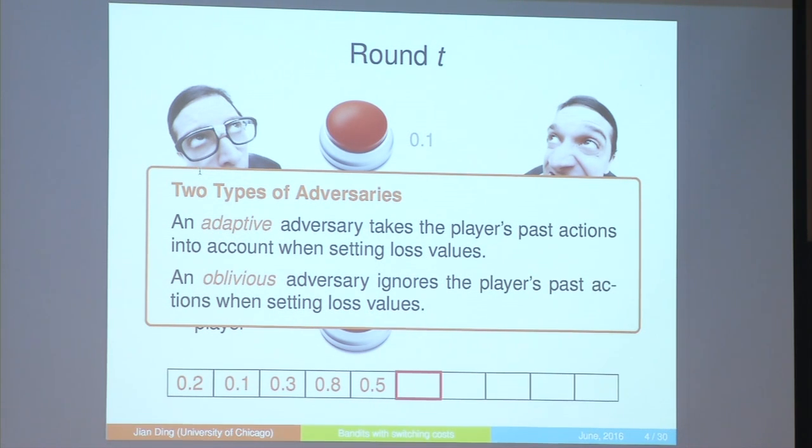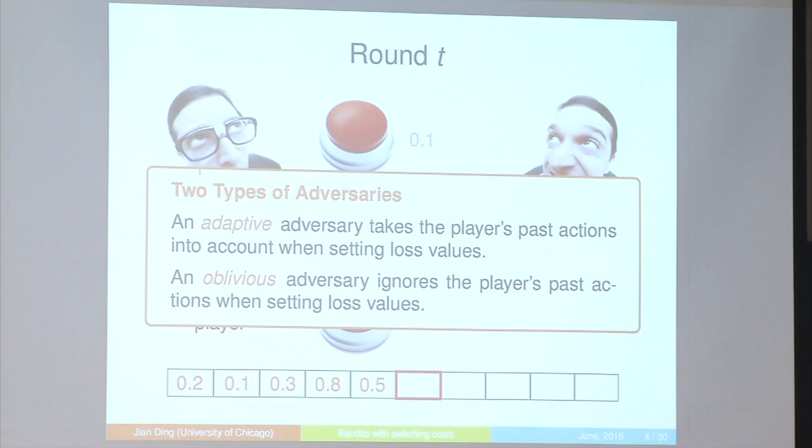Let's consider two types of adversaries. These are the two extremes. The first one is an adaptive adversary, where the loss function can depend on the past actions the player takes. So the adversary can really have a lot of flexibility in choosing the loss function for the next step. The other type of adversary is a bit more friendly to our player. Basically, he just sets up the sequence of loss functions up front, and then he leaves. The player just plays the game on its own. This is referred to as an oblivious adversary.